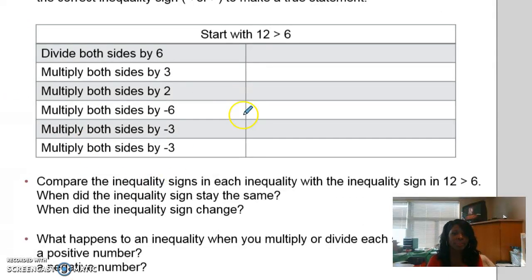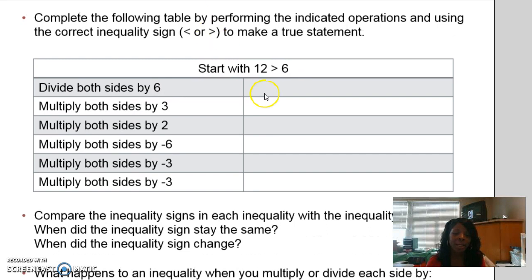Let's go on to division. We're going to complete the chart again, determining if the inequality stays true. 12 is greater than 6. Well, let's divide both sides by 6. 12 divided by 6. And let's do 6 divided by 6. Does it stay true? 12 divided by 6 is 2. 6 divided by 6 is 1. 2 is, in fact, greater than 1. So the inequality sign stays the same.